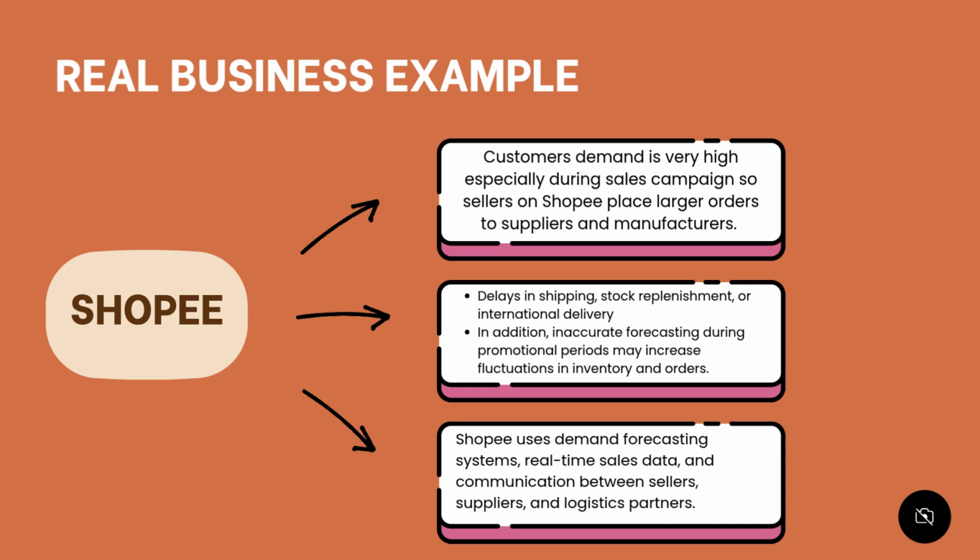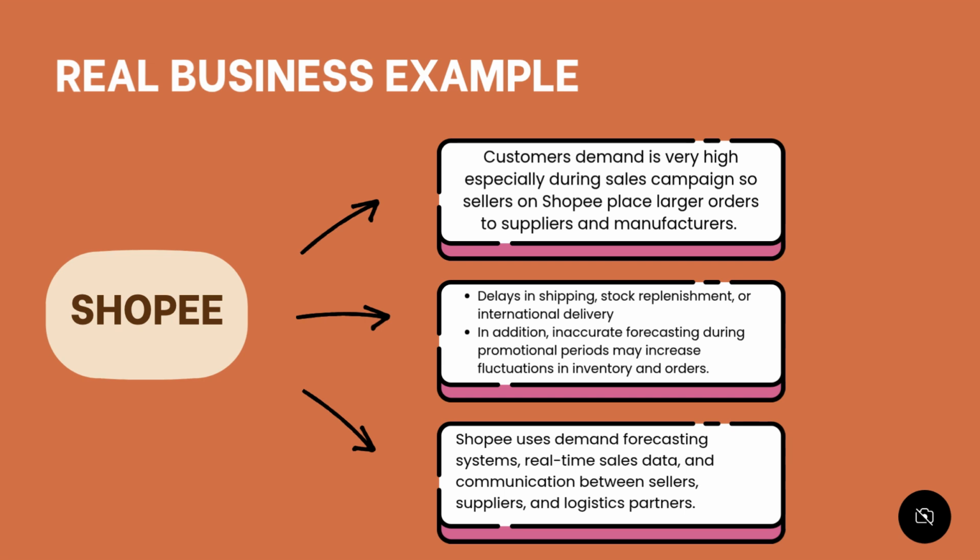However, if the actual customer demand later decreases, suppliers and warehouses may end up with excess inventory. The situation reflects the bullwhip effect because a small increase in customer demand creates a much larger increase in orders throughout the supply chain. Lead time also contributes to the bullwhip effect in Shopee's operation.